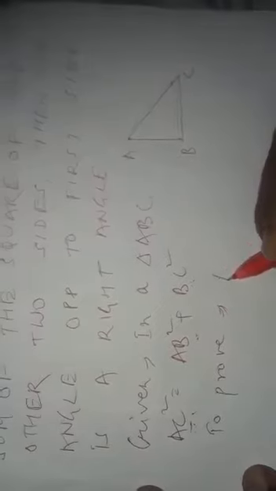We have to prove the angle opposite to AC is equal to a right angle. It means that if we take this triangle, then the angle opposite to AC is B.